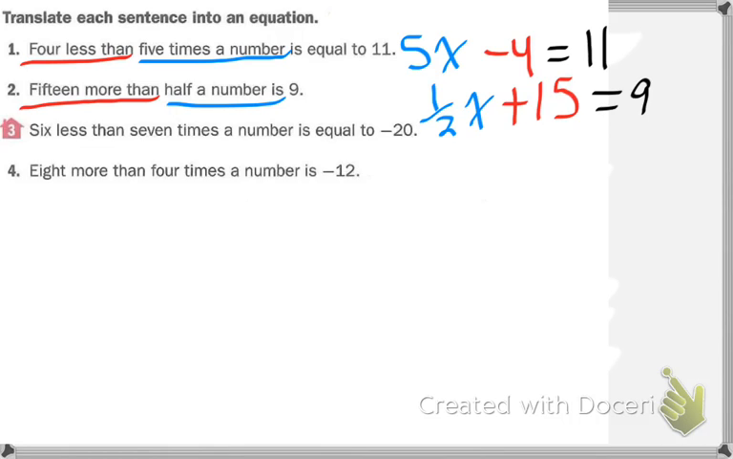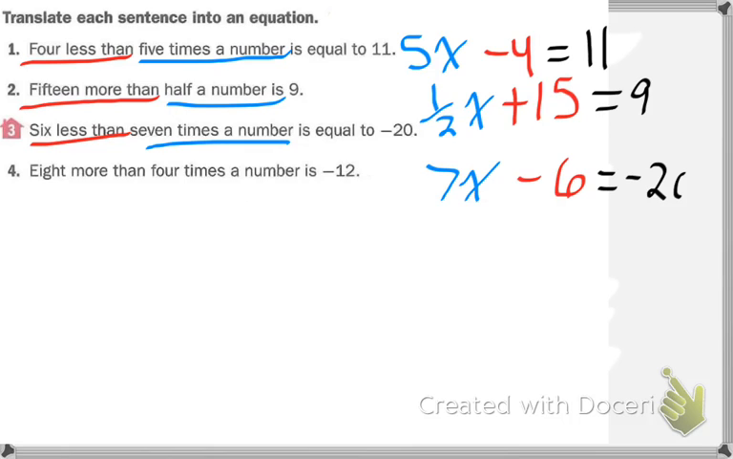Now, number 3, 6 less than something, so that means we're going to do something, then we're going to subtract 6. So it says 7 times a number. Well, 7 times a number, that means 7 times your letter. So 7x, now take away 6, it says all of that is equal to negative 20. So that's our equation for number 3.